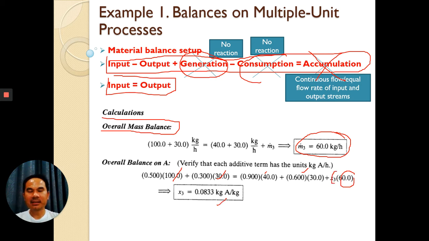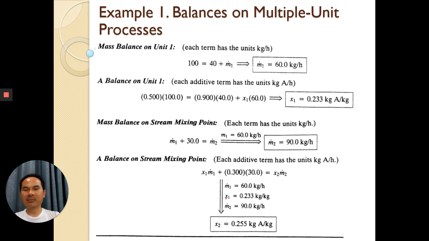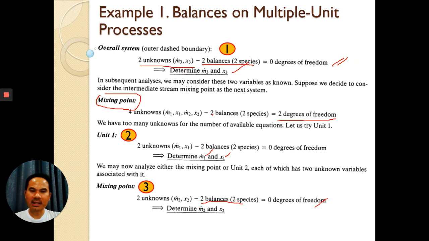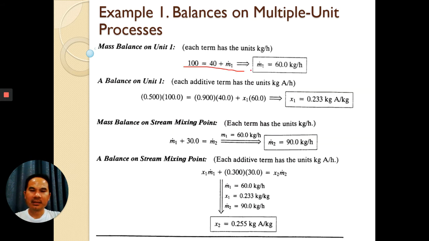For the next step, you have to balance around unit 1. For unit 1, the total mass around unit 1. This is unit 1. We have one input, 100 kilogram per hour. We have two outputs, 40 kilogram per hour plus M1. That's right. 100 equal to 40 plus M1, you can solve for M1.